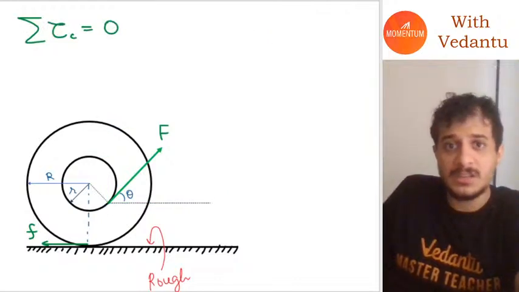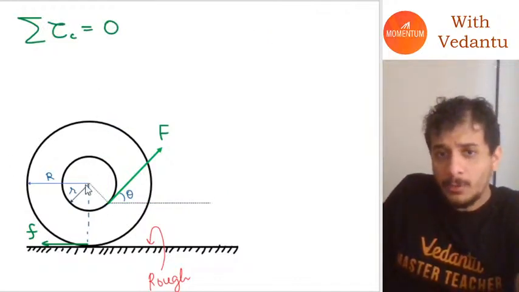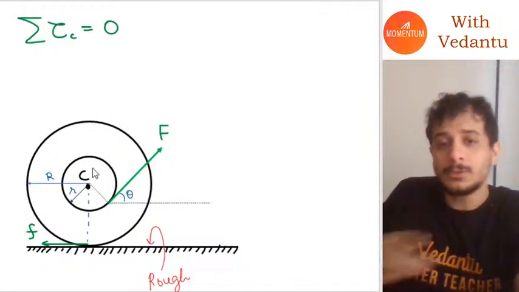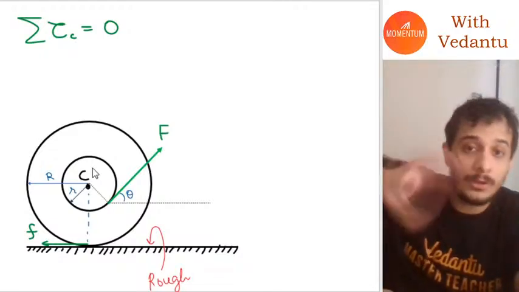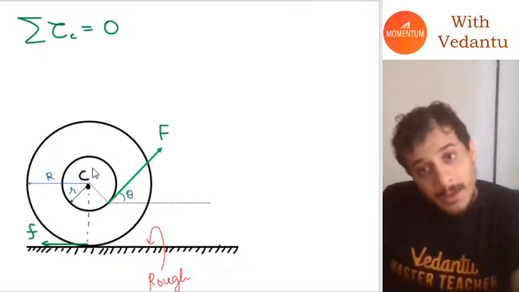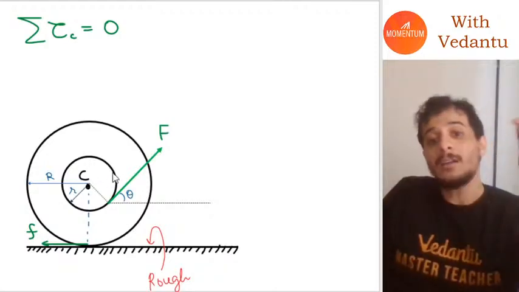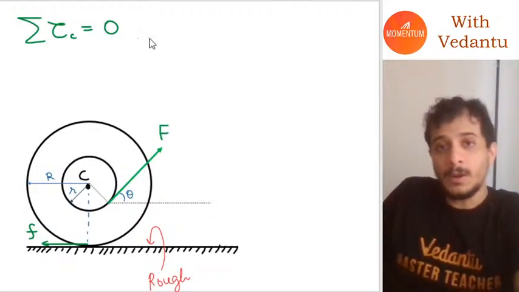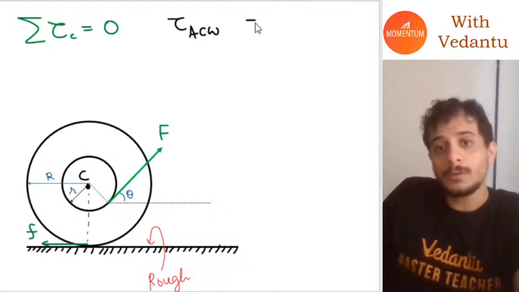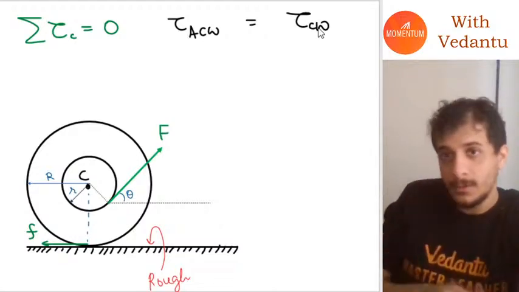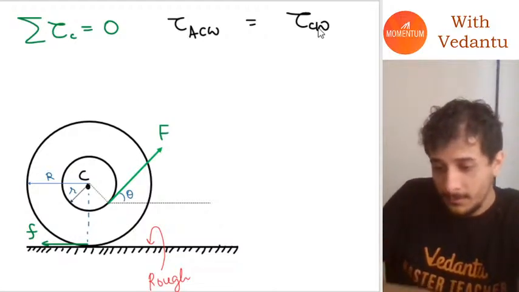The second equation is that the total torque about the center should be equal to zero, because this body is not moving. It is also not rotating. If you see, there are two torques about the center. One torque is clockwise and the other is anti-clockwise. So the total anti-clockwise torque about the center should be the same as the total clockwise torque about the center.